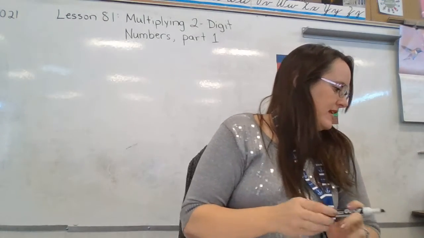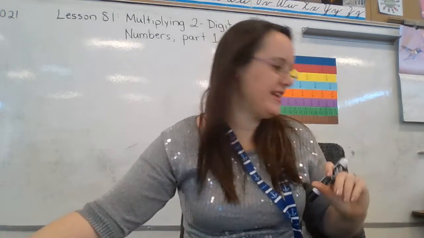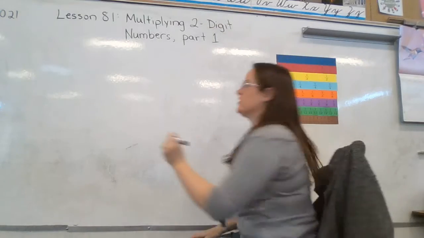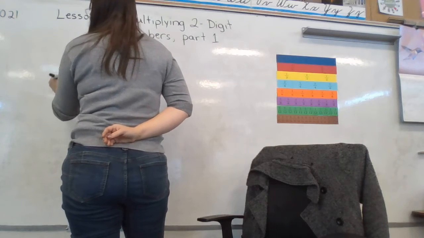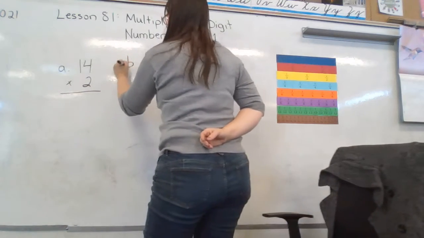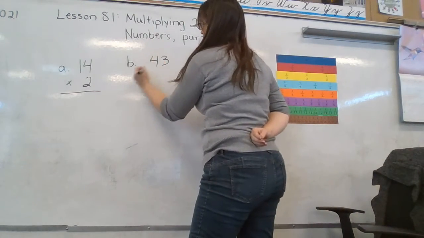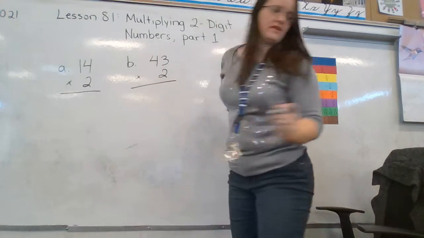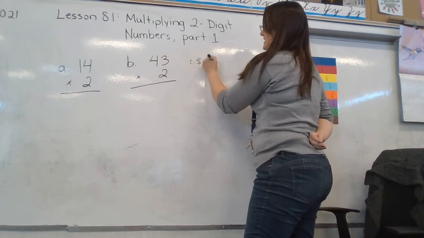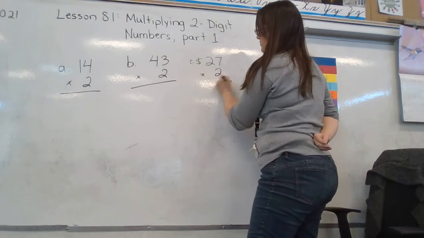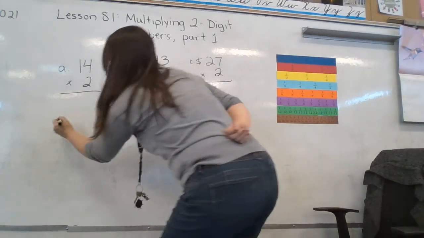All right, we have some lesson practice problems that I would like for you to try today. So our first one is 14 times 2. Next we have 43 times 2. Next we have, this is C, $27 times 2. And D is 39 times 2.